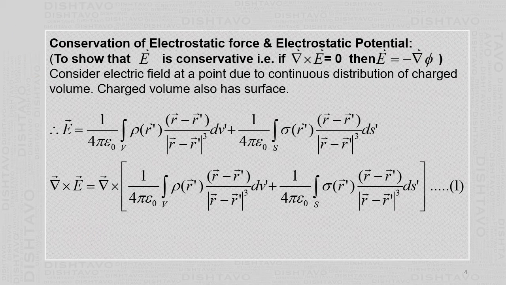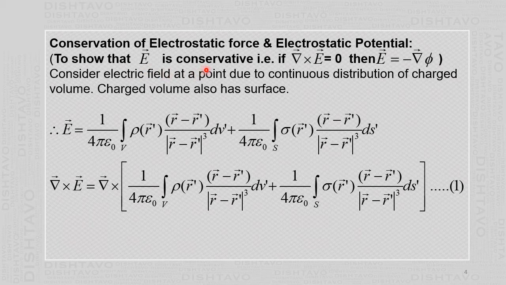Now in section 1, in chapter 1 of vector analysis, we had shown that a given vector function is conservative if the curl of that vector function is equal to 0, and then that vector function can be written as the negative gradient of a scalar function, and then that scalar function is called a potential. Now in this case, the given electric field is a vector function, and we'll show that it is conservative.